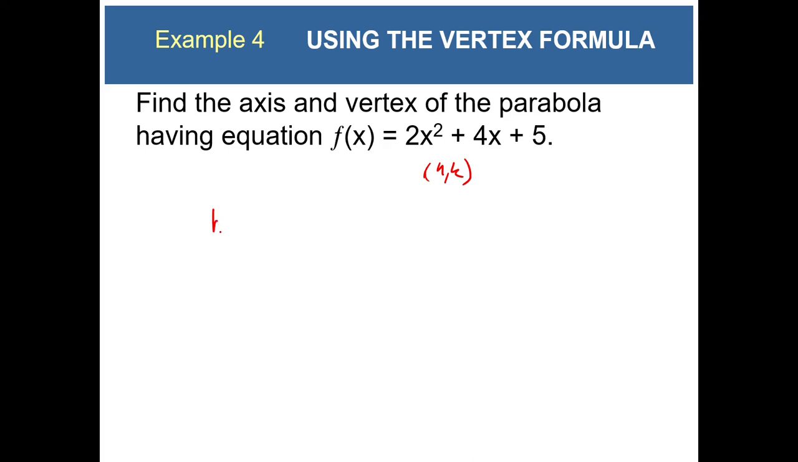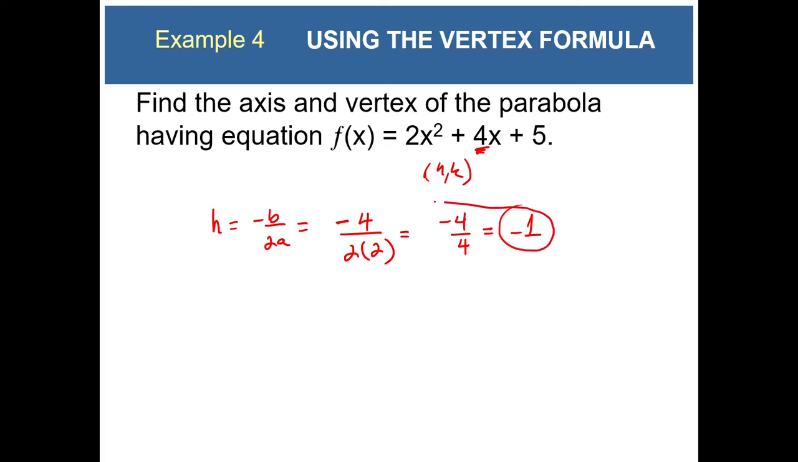So let's find h. H is equal to negative b divided by 2a. And b in this case is 4. So we have negative 4 divided by 2 times 2. And that gives us negative 4 over 4, or just negative 1. So I know negative 1 is the x-coordinate of my vertex. And we're going to plug this value in to the function to find the y-coordinate.